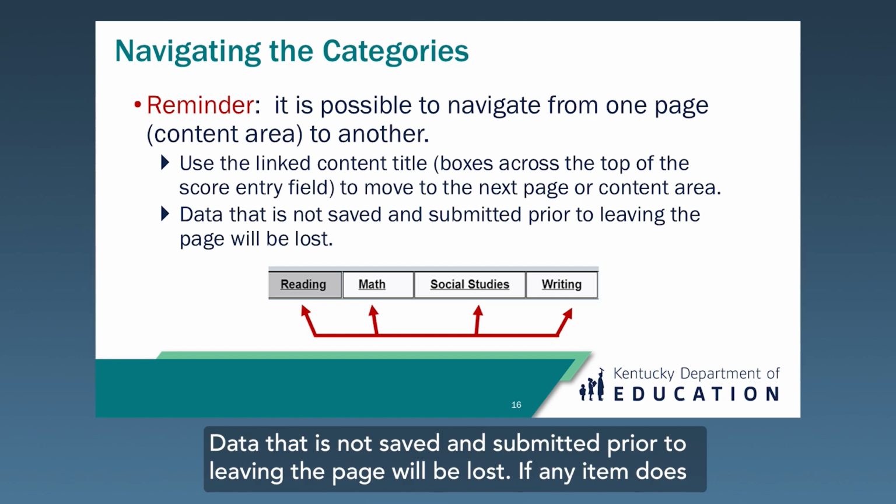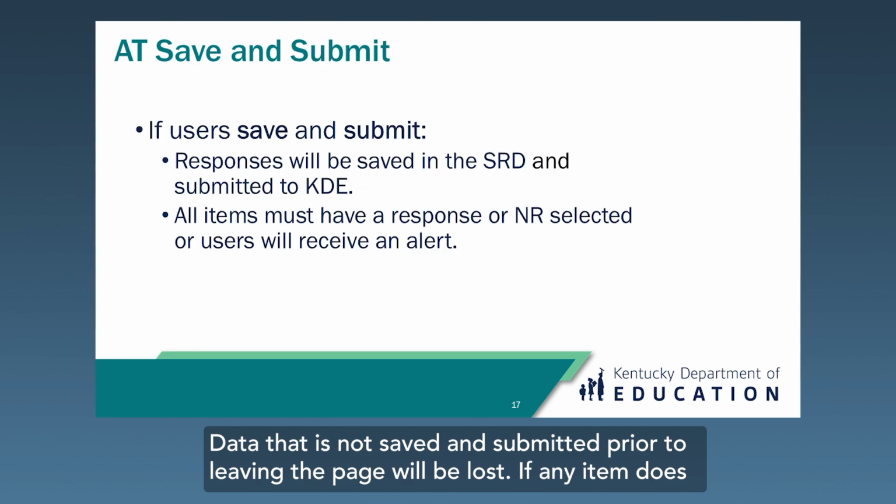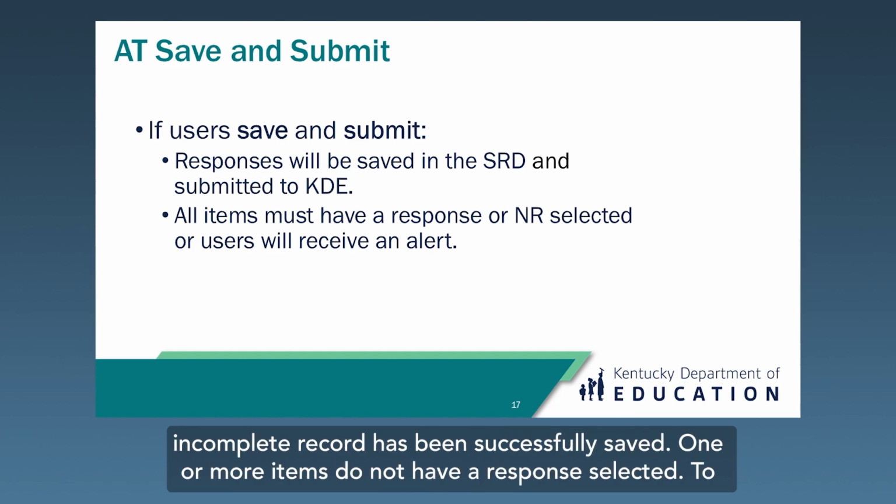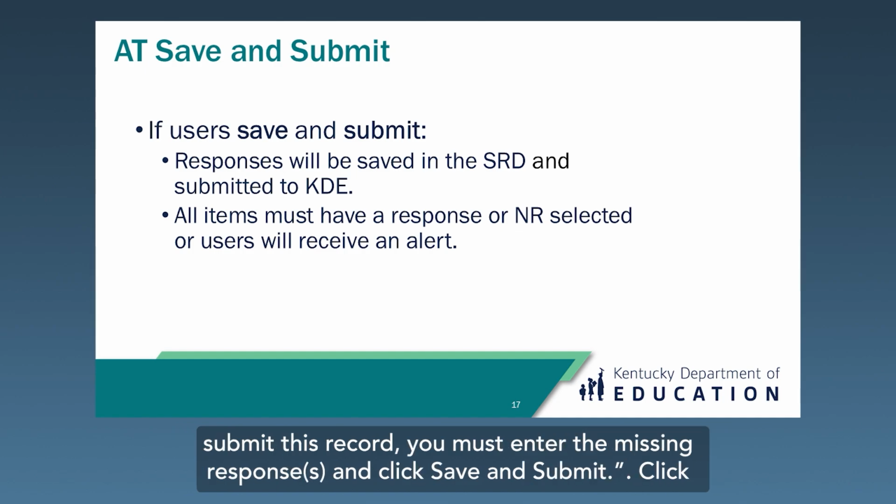Data that is not saved and submitted prior to leaving the page will be lost. If any item does not have a response when the data is submitted, the user will receive an alert that reads, "This incomplete record has been successfully saved. One or more items do not have a response selected. To submit this record, you must enter the missing responses and click Save and Submit."